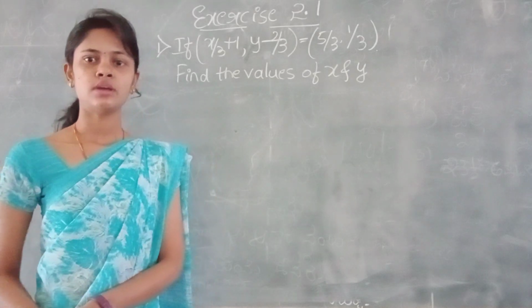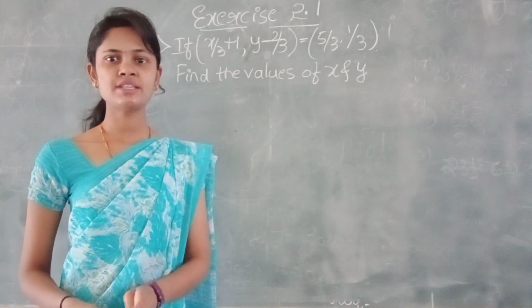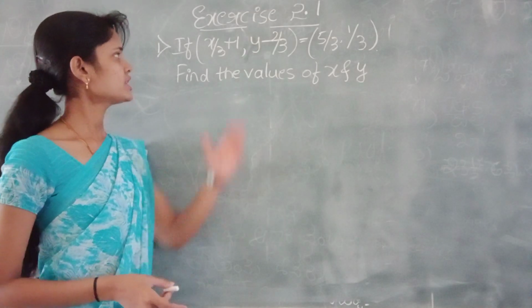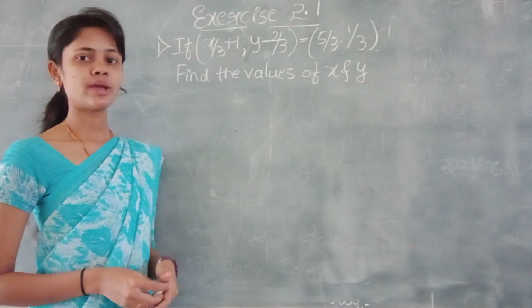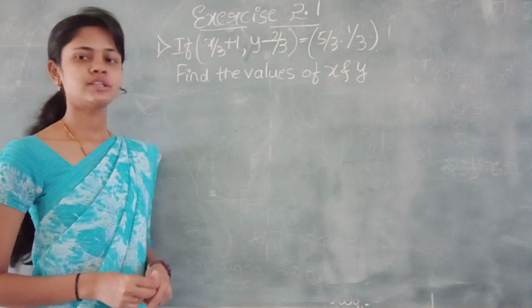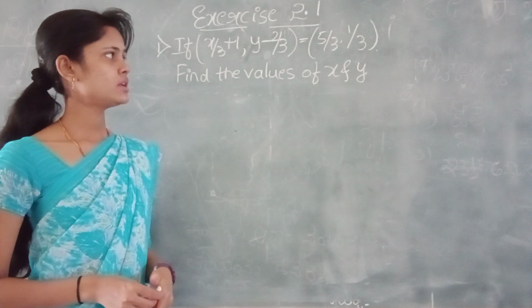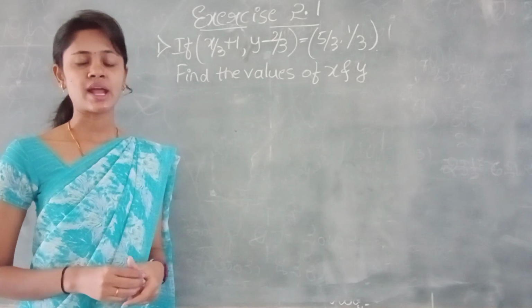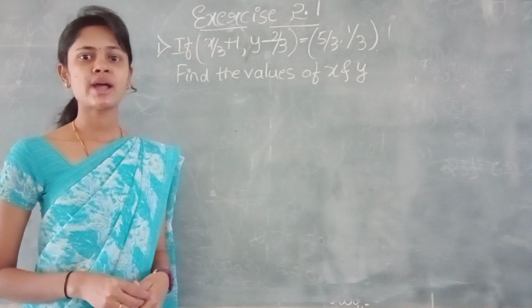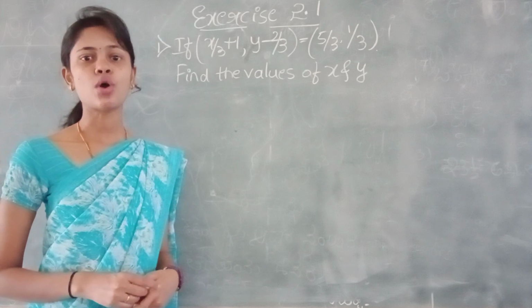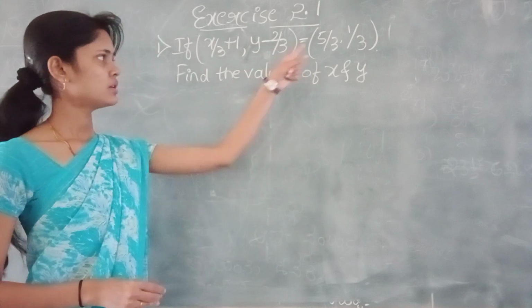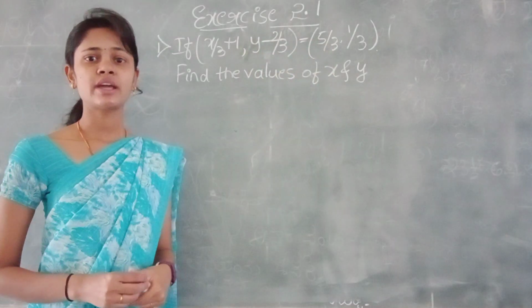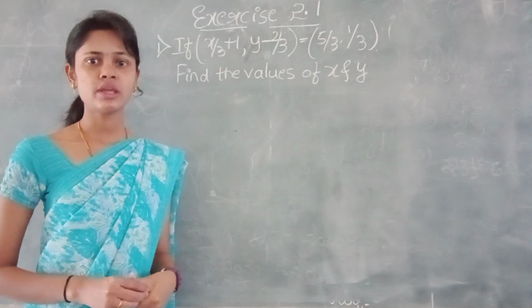Hello students, let us move on to exercise 2.1. In that, the first question is: if (x/3 + 1, y - 2/3) = (5/3, 1/3), then find the values of x and y. Previously you had learned equality of two ordered pairs. Here, equality of two ordered pairs is given, so corresponding elements will be equal.